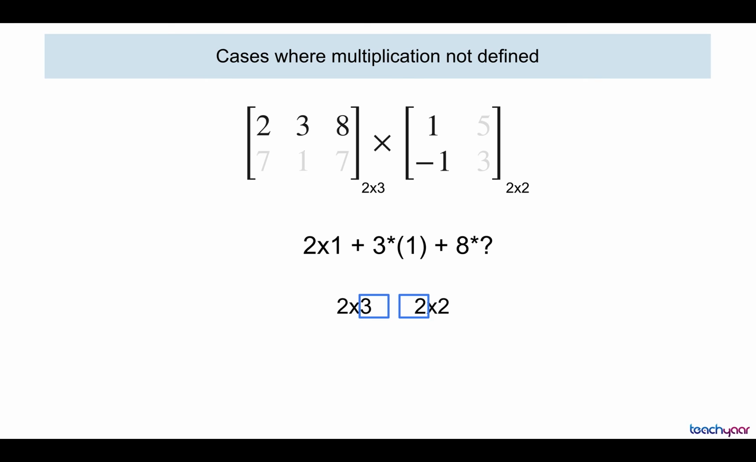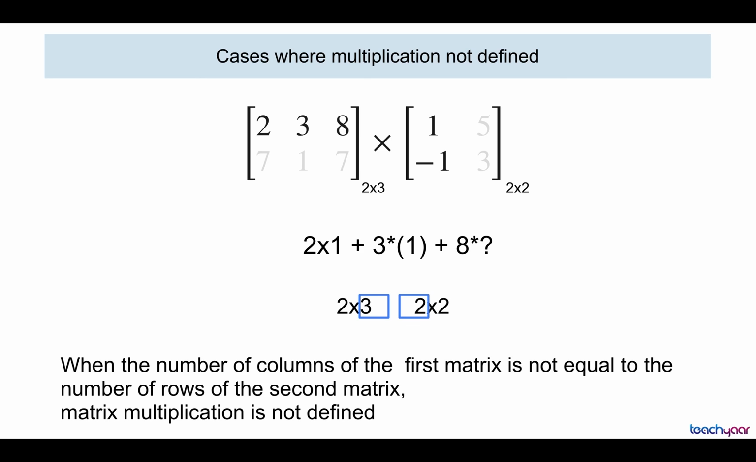I'm pretty sure most of you would have observed that even before doing this step, and I did this just to show you why this is important. If you observe, it's a 2 by 3 and a 2 by 2. So number of rows of A, number of columns of B, great. But the number of columns of A here is 3, the number of rows of B is 2. So matrix multiplication in this case is not defined. When the number of columns of the first matrix is not equal to the number of rows of the second matrix, matrix multiplication is not defined.